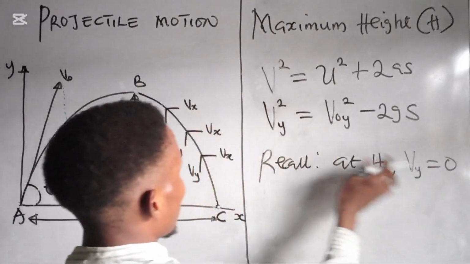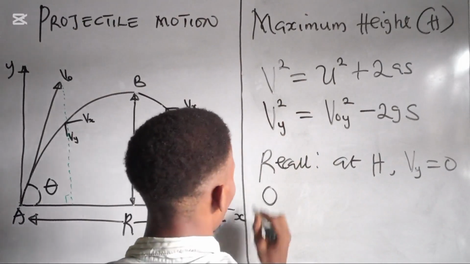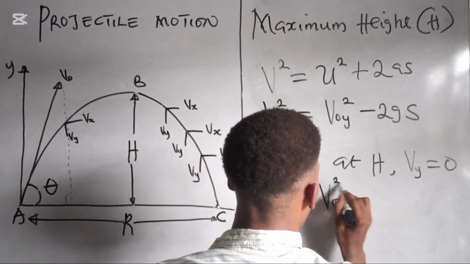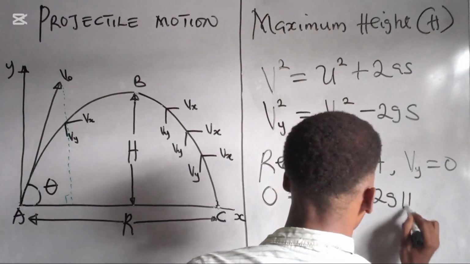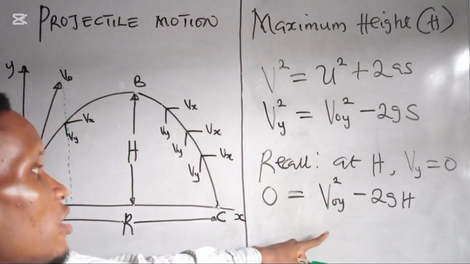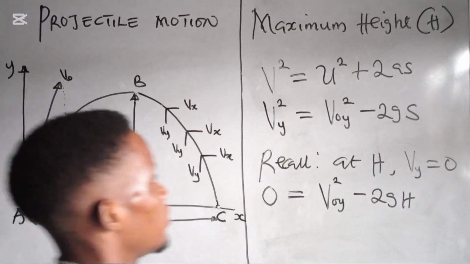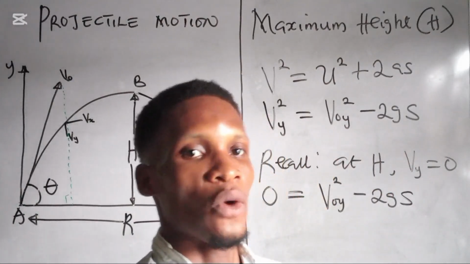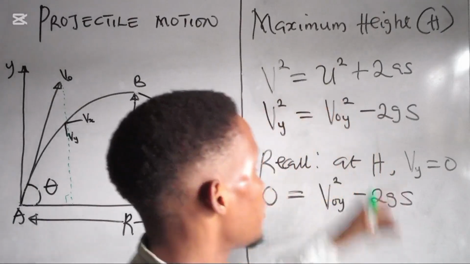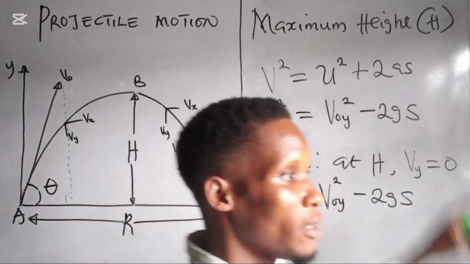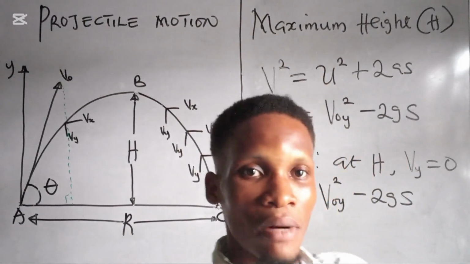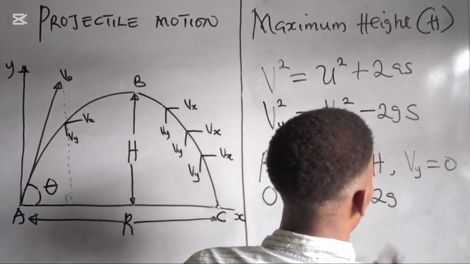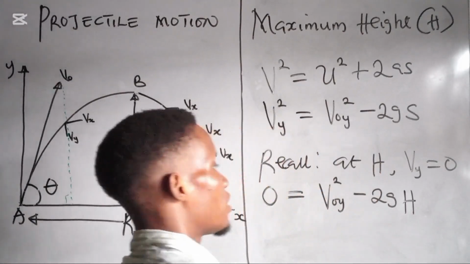And if you do that now, V becomes 0. We're going to have V, which is 0, equal to V naught y squared minus 2gh. So if that is the case now, it means that this is 0. Then, sorry, this is s. I want to explain something. We're considering distance, and this s here represents distance. Then the distance we're looking at here is the maximum height. So we're going to change this s here to H, because we're looking at maximum height in this case.